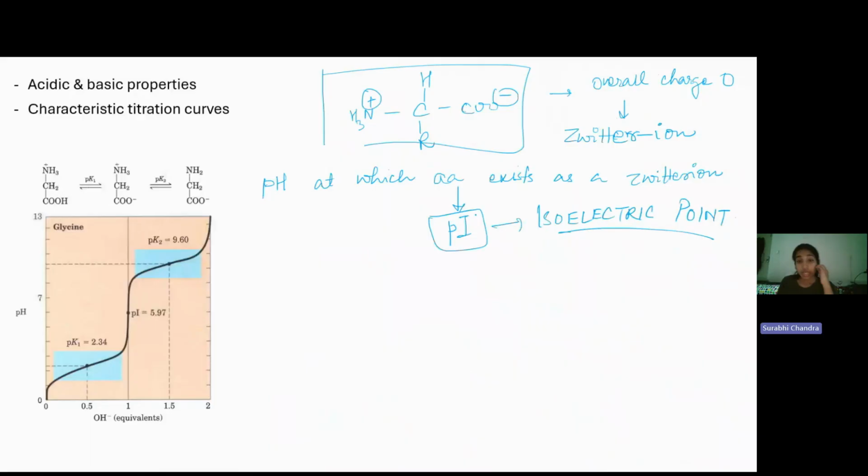Suppose we are separating it on a matrix or somewhere, then in that case it won't be moving to any of the electrodes. Okay.